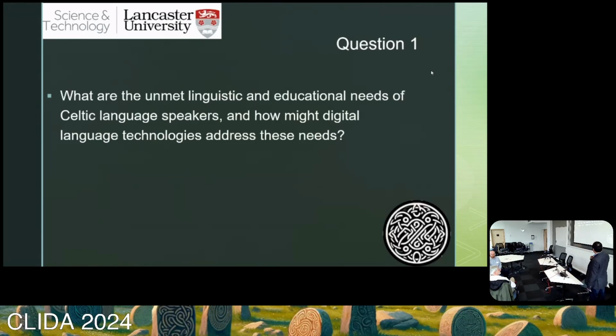So the question says, what are the unmet linguistic and educational needs of Celtic language speakers, and how might digital language technologies address them? When I created the question, I had people in mind, like Inga for this one. And the other one was Gruff, because of all the language resources you created for Welsh, so it'll be good to see how that works.